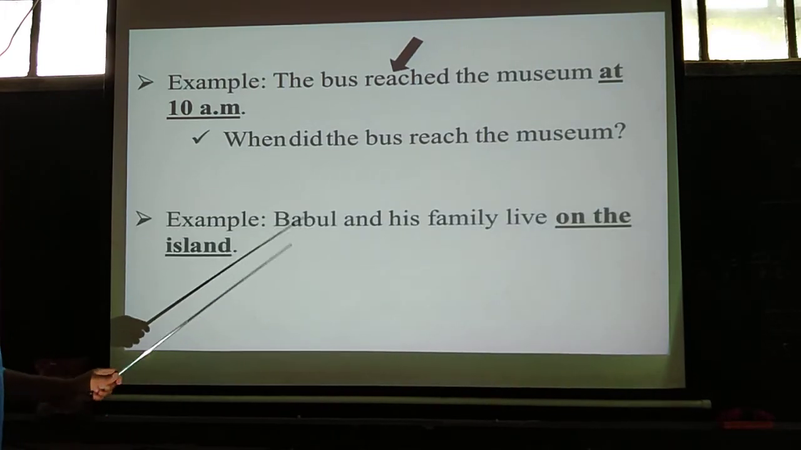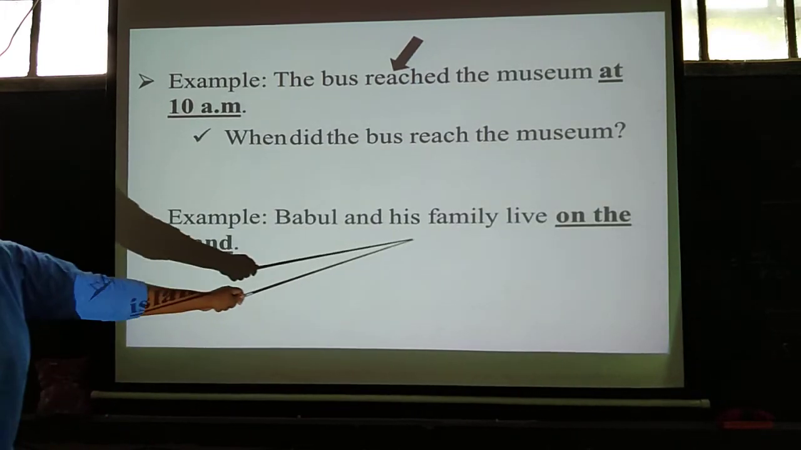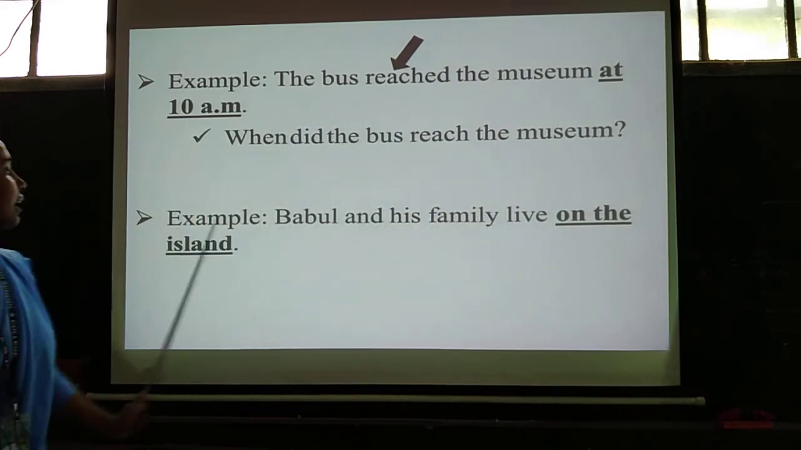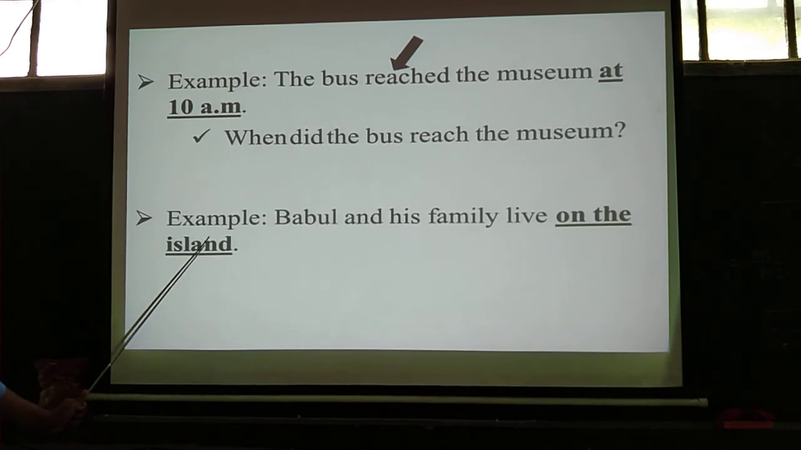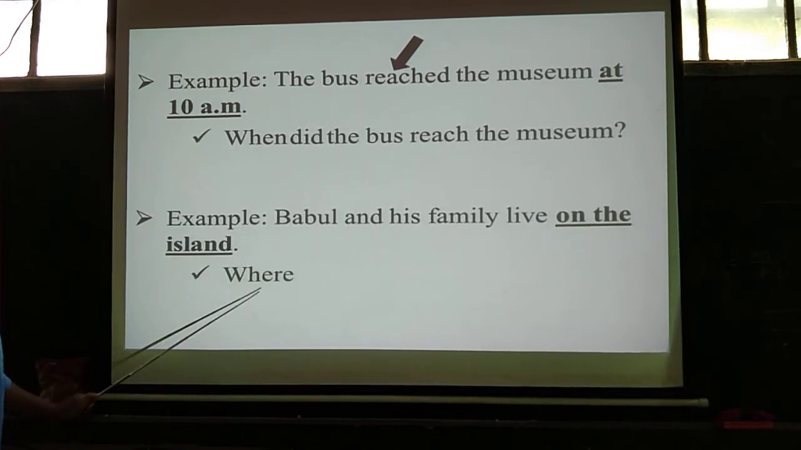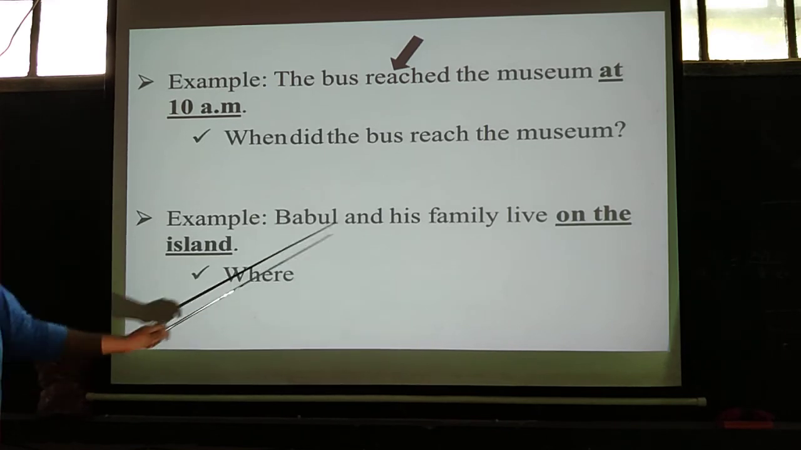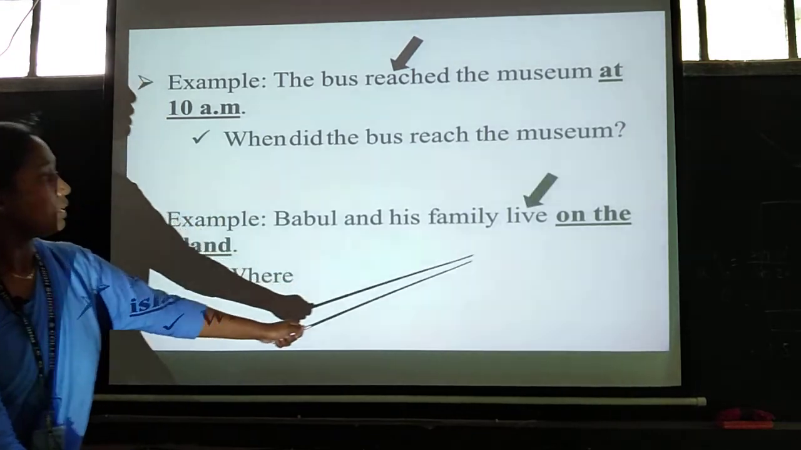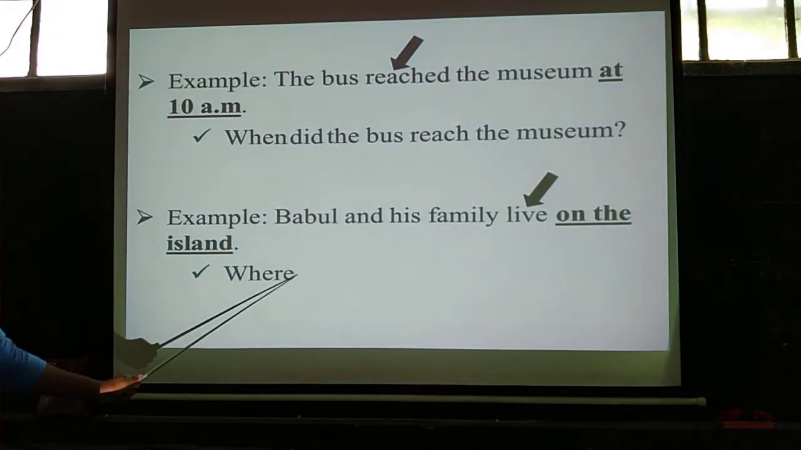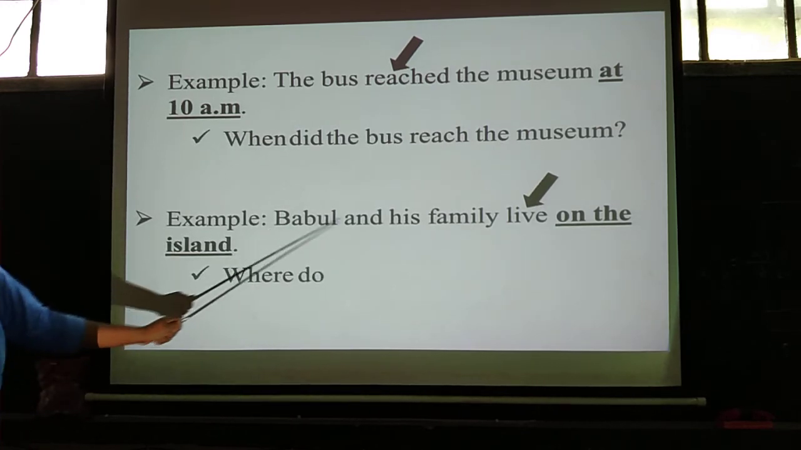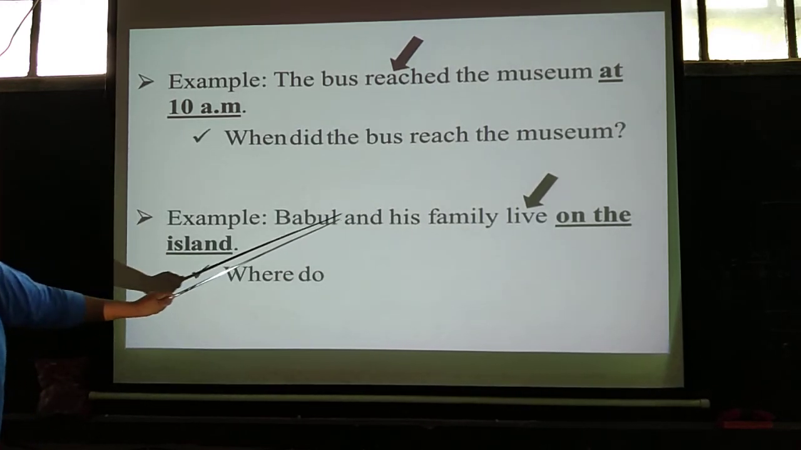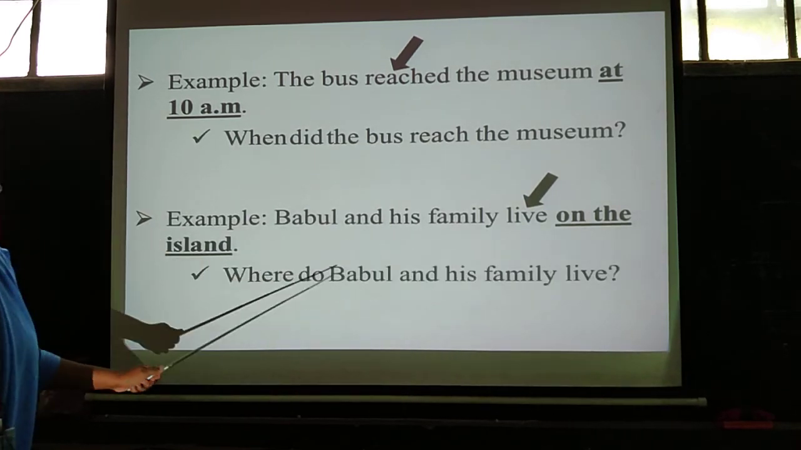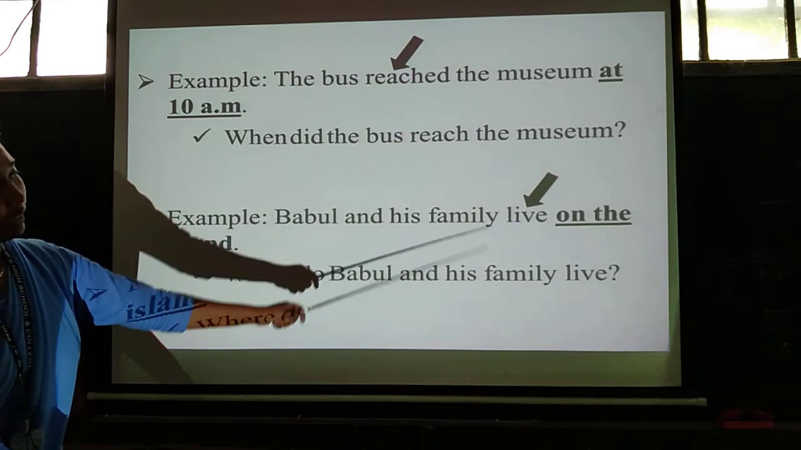Okay. One more example. Babul and his family live on the island. On the island is the name of a place. So we can use here where. And what is the main verb? What is the form? It is present form. Live, present form. So we have to use here do. The subject is not a singular form. It is plural form. Okay. Where do Babul and his family live?